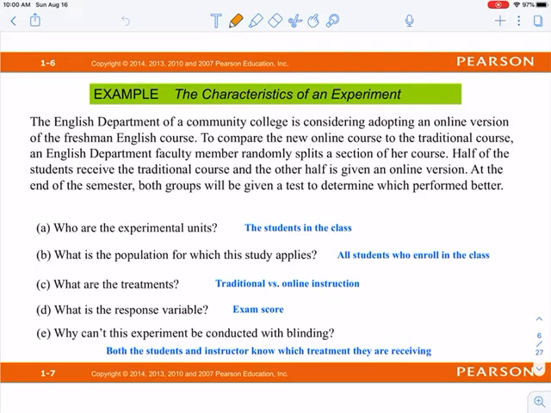Why can't this experiment be conducted with blinding? If you wanted to do a single-blind study and you didn't want your students to know, that's kind of impossible, because they're obviously going to be in class or in front of a computer screen, so they'd know which one they're receiving. And same thing on the teacher aspect of it. You couldn't do a single-blind from that side because, again, the teacher knows whether they're delivering an online instruction or an in-person instruction. If you can't do a single-blind on either side, then you definitely can't do a double-blind.